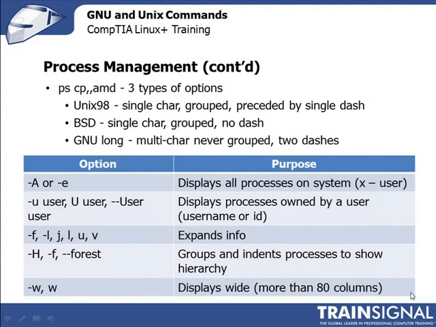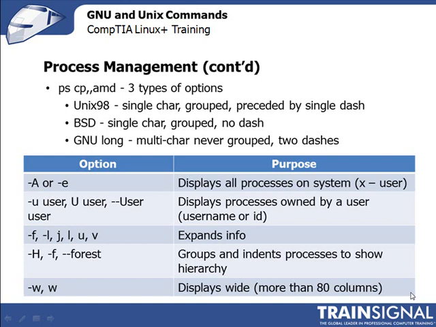Looking at kernel information is fine, but what if we want to know about the other processes running on the system? For that, we use the ps or process status command. I use this command to find out information about errant processes. Now there are three types of options that go along with this command.